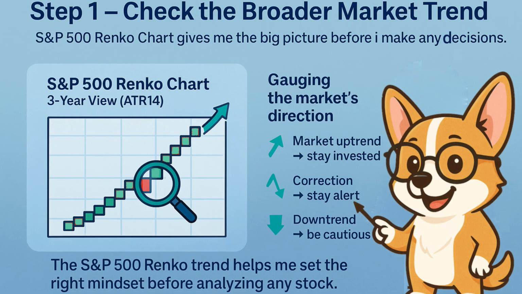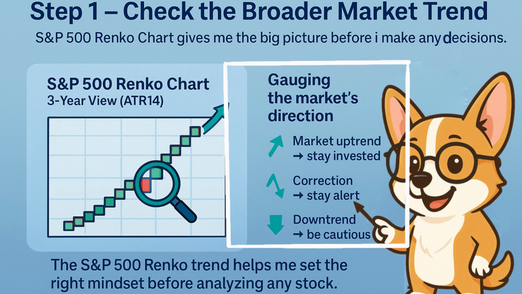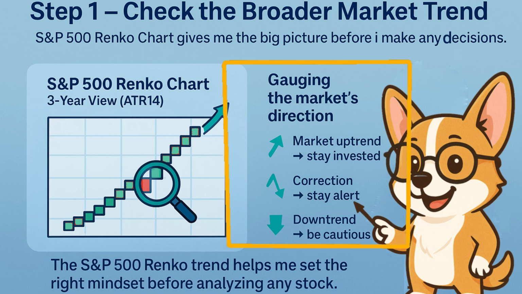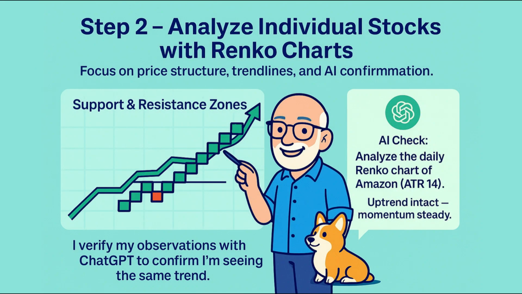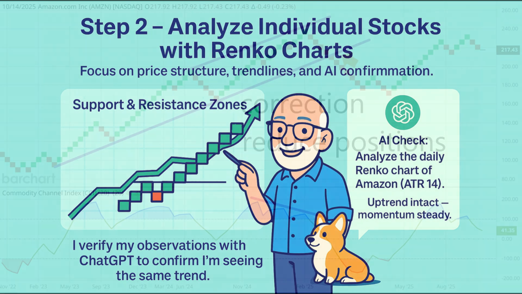So this is how I approach my investments using Renko charts. I start with the S&P 500 Renko chart to understand the broader market trend, whether strength is building or starting to fade. Then, I review my individual holdings. I analyze each stock's Renko trend, draw trend lines, and sometimes ask ChatGPT to analyze the charts too. It's a great way to double-check my interpretation and make sure I'm not missing anything.